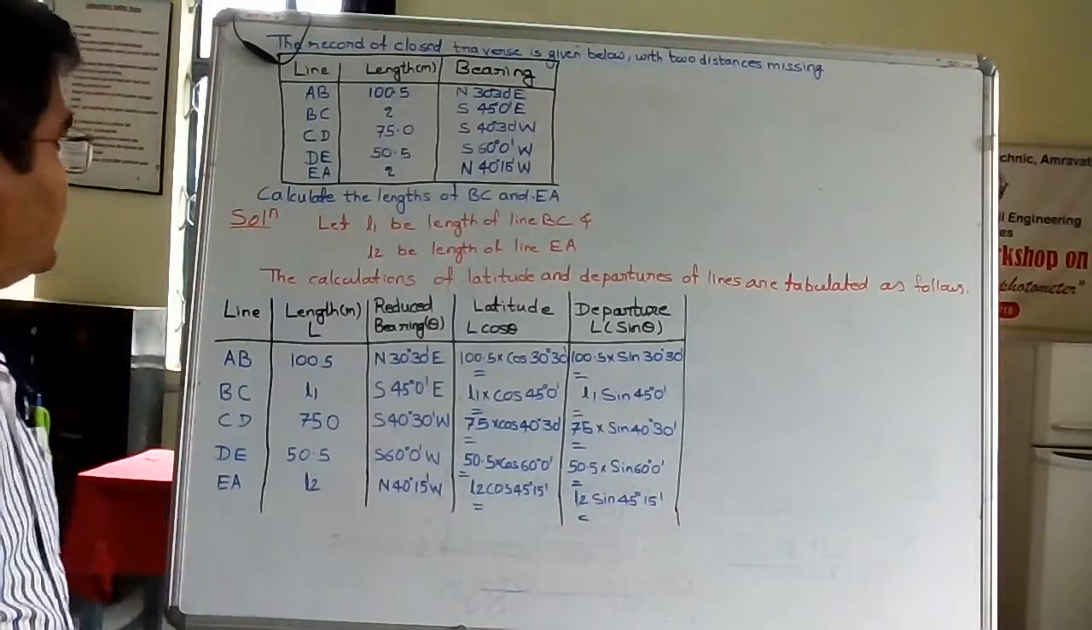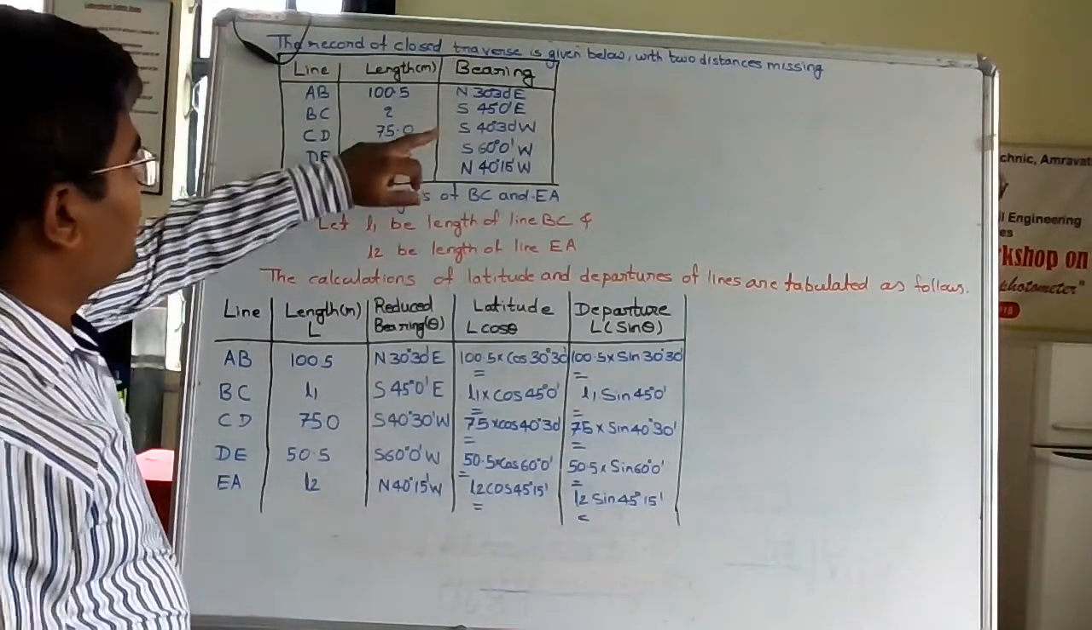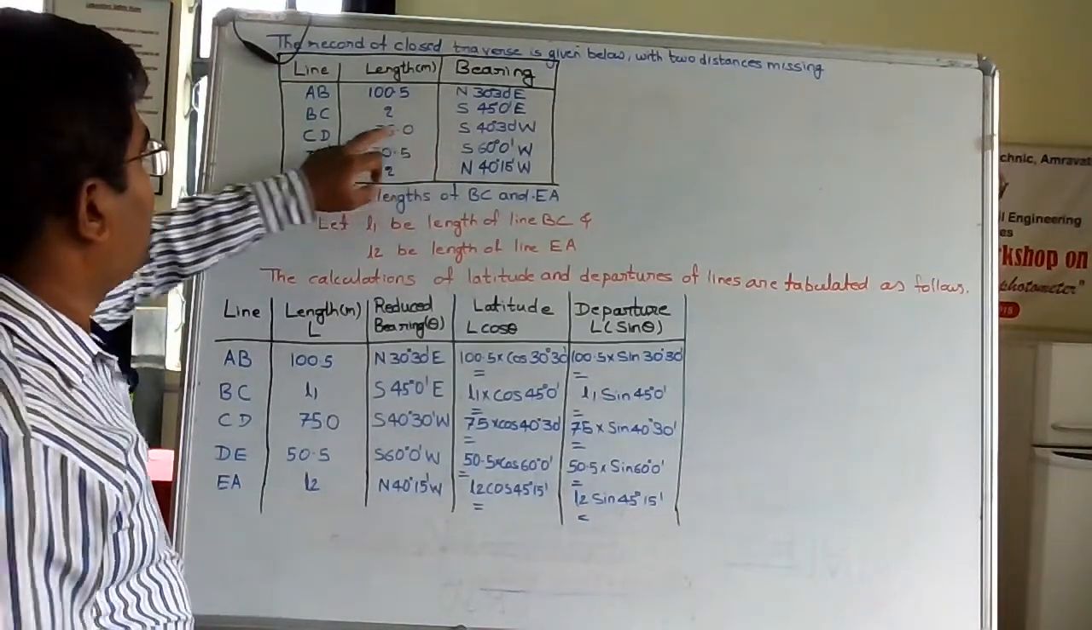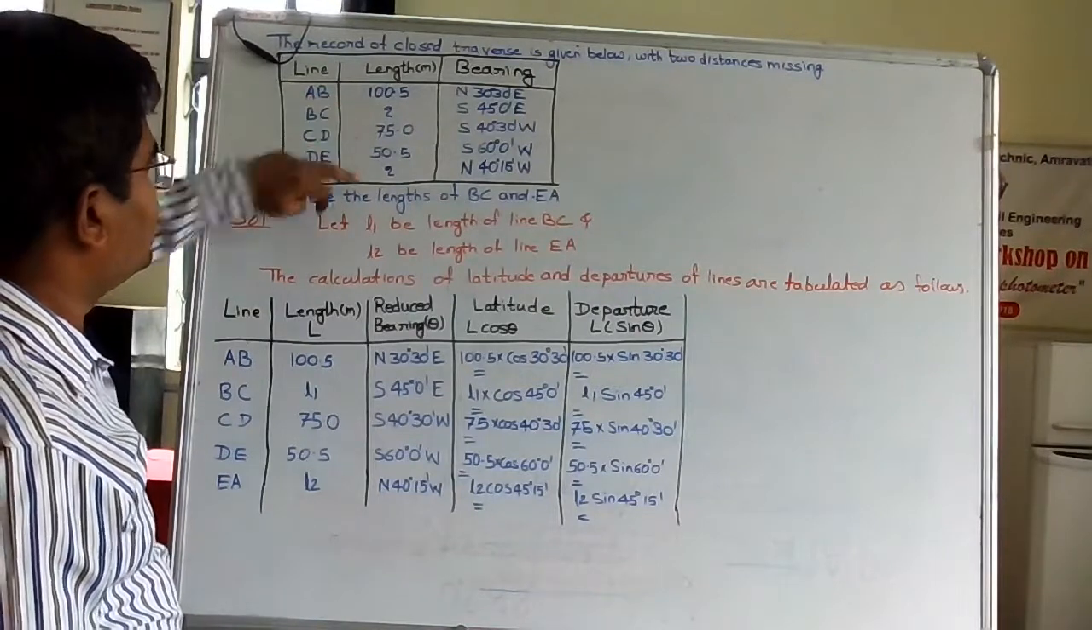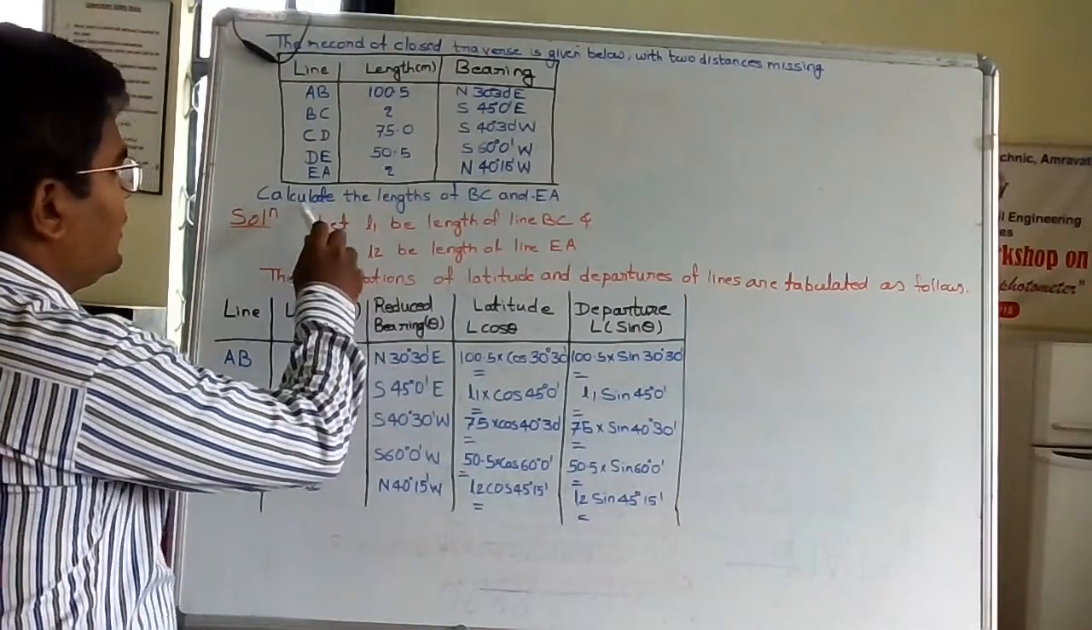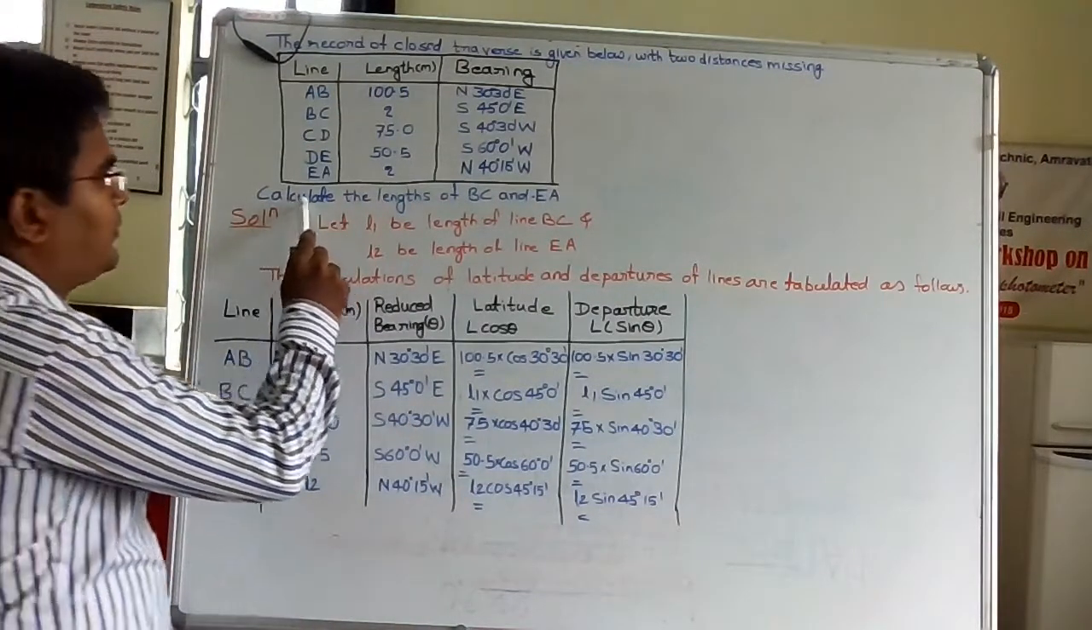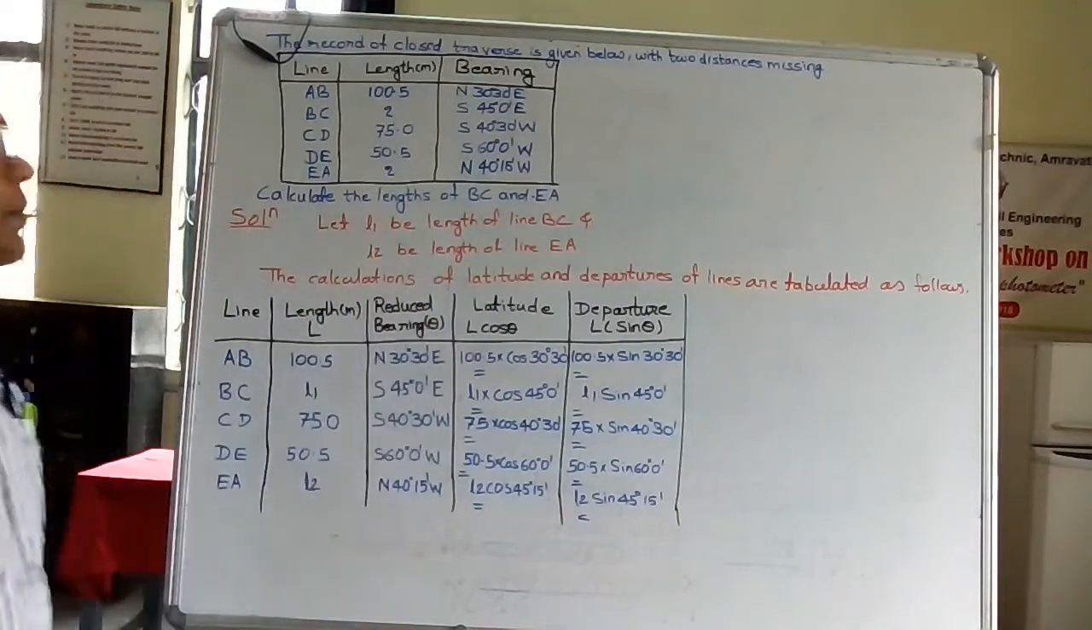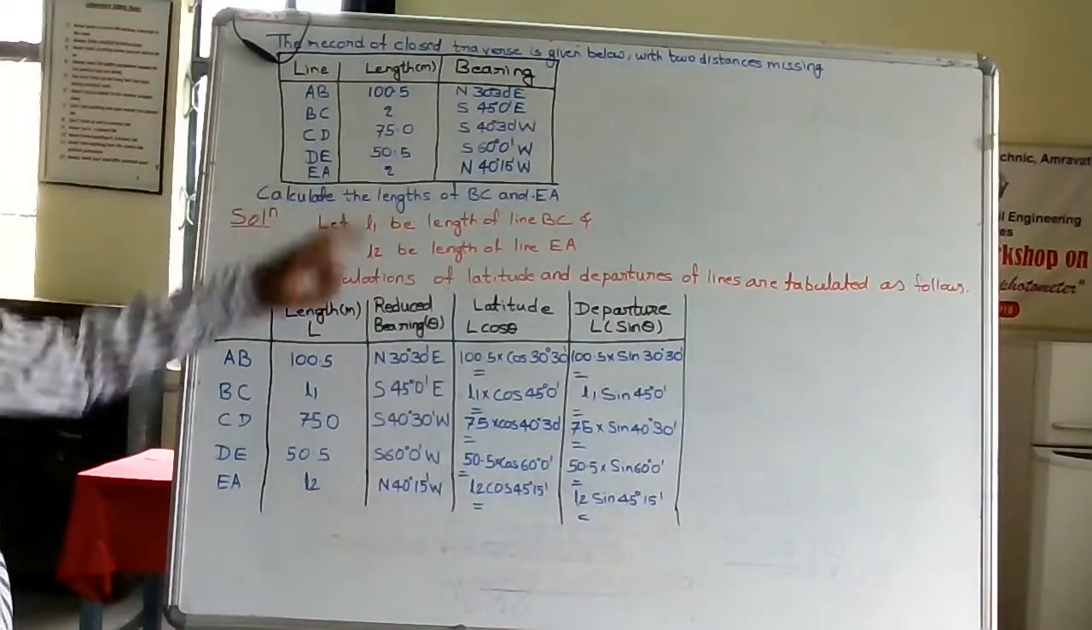Okay. So here we can see the line, length and bearing. Here the quadrantal bearing of each line is given and two distances, that is distance BC and distance EA, are missing. It is asked that we calculate the lengths of line BC and line EA.